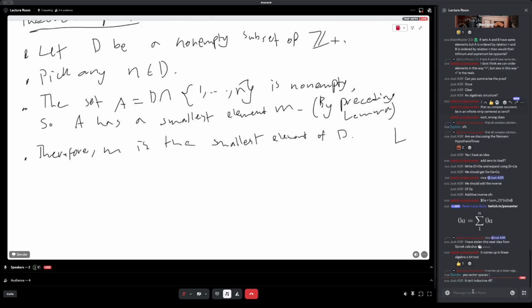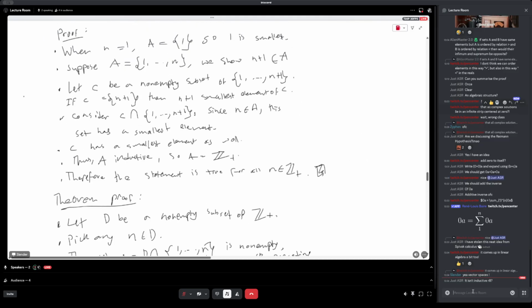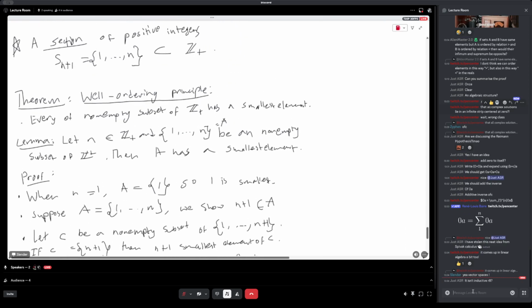So we are done with this proof now. We have proved the well ordering principle. We said that every non-empty subset of the positive integers has a smallest element. Then we used a lemma to help us prove it. Lemmas are basically helpers. The lemma said that if we take any positive integer n and the set 1 through n, call it A, if this set is non-empty, then this set has a smallest element.